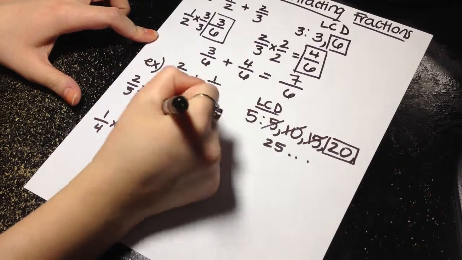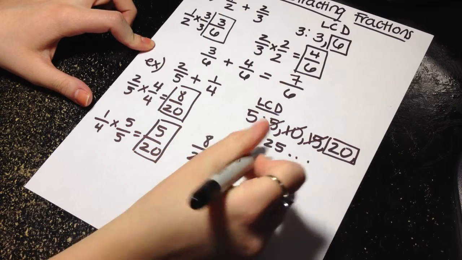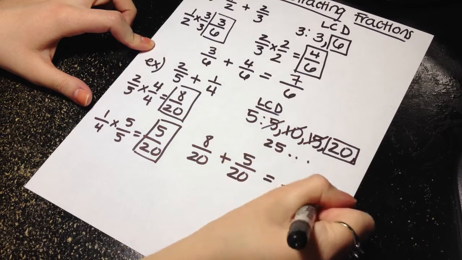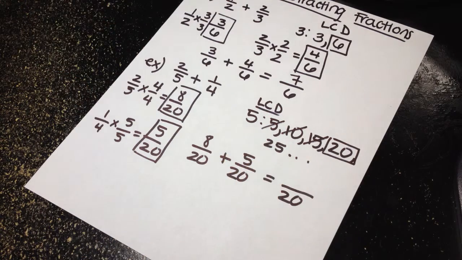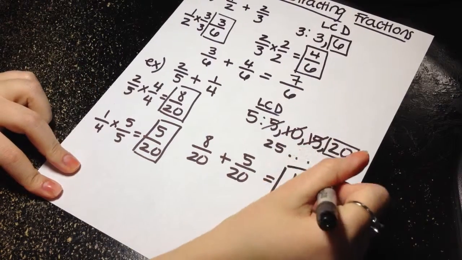Now I have these two new fractions that I need to add. So 8 over 20 plus 5 over 20. I have a 20 on the bottom. 8 plus 5 is 13 over 20. And that's my final answer.